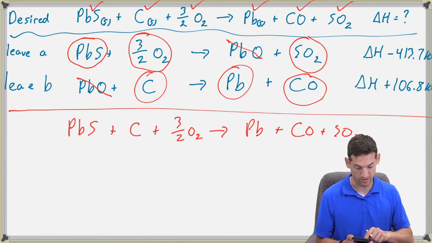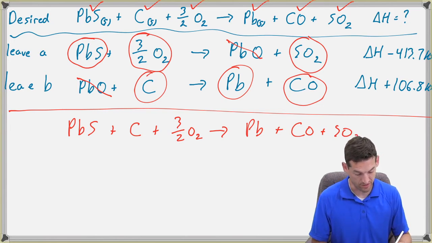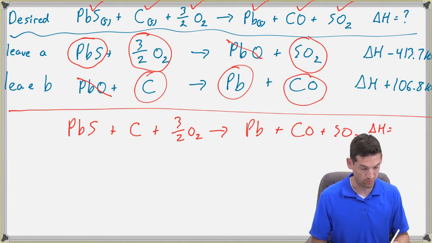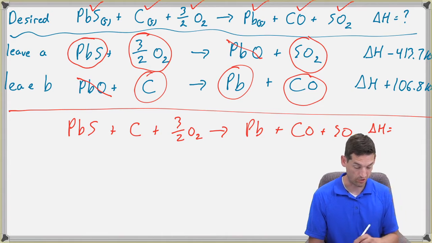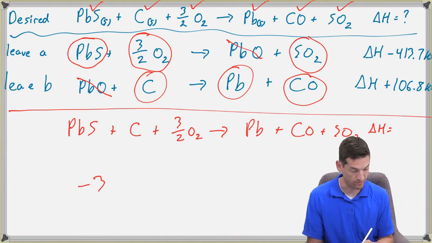Negative 7 plus 106.8 for a delta H. Write it down here so I have a little more room. Actually, I'll write it over here so you guys can see. 306.9.